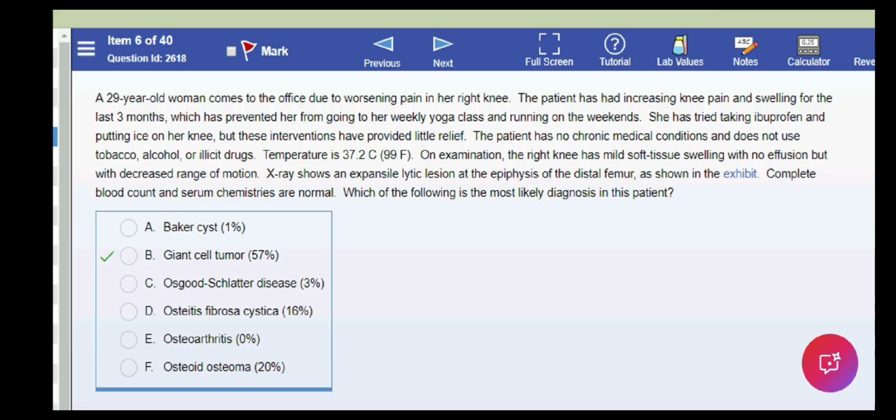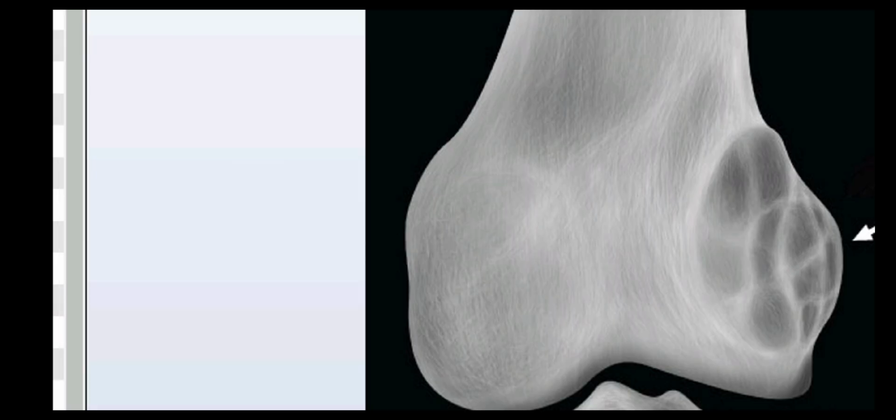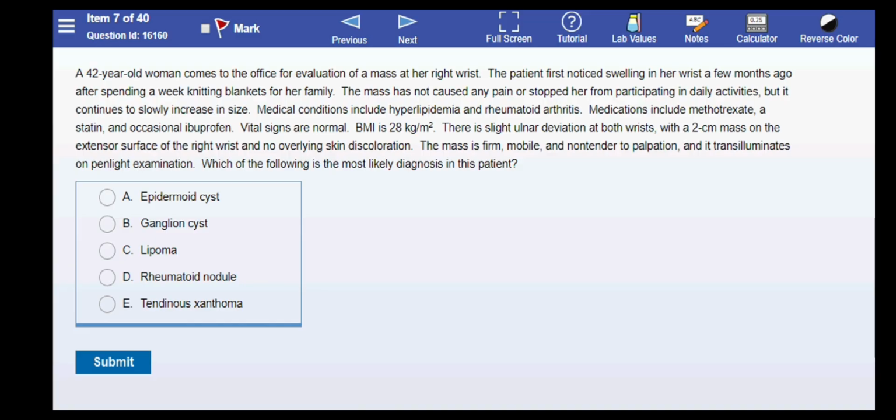So we have this swelling and this X-ray. So what is it? This is it, don't forget it. This is giant cell tumor. This is a very strong indicator for this case. Don't forget it, like the bubble. It's like a bubble, and we have lytic. So this is giant cell tumor. Okay, what about another one?